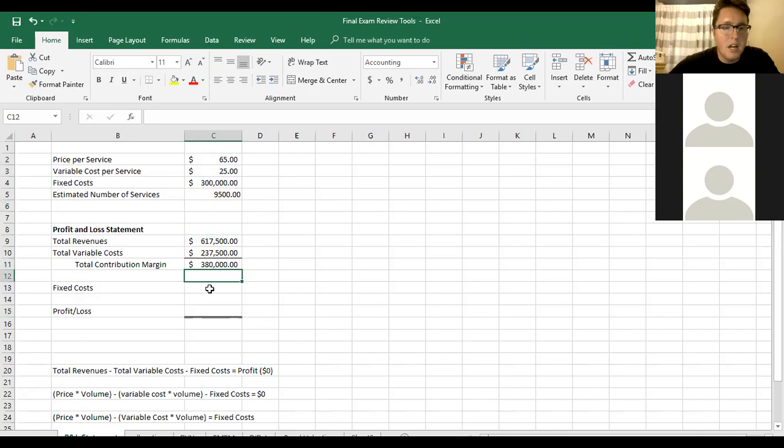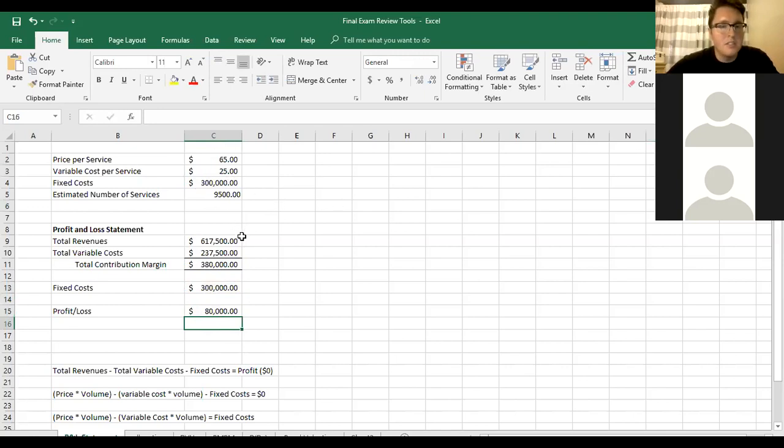And then my fixed costs are 300,000, which I can just take directly from my info here. And then profit or loss is my total contribution margin minus my fixed costs. So my profit is $80,000 given this information here.